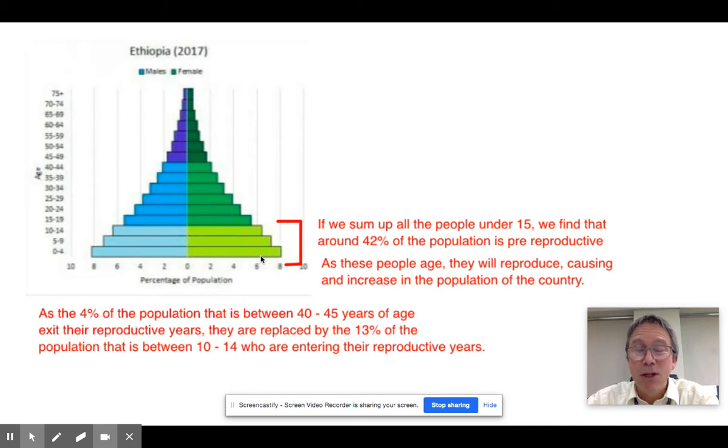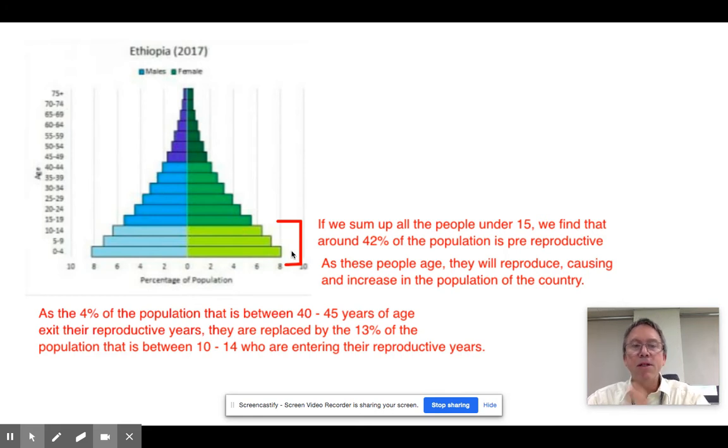That's a big chunk. And they're not going to stay pre-reproductive. In a few years, they're going to be the reproducing part of the population. So if this part of the pyramid is large, then they're going to move upwards and start reproducing, and there's going to be even more behind them and so on.